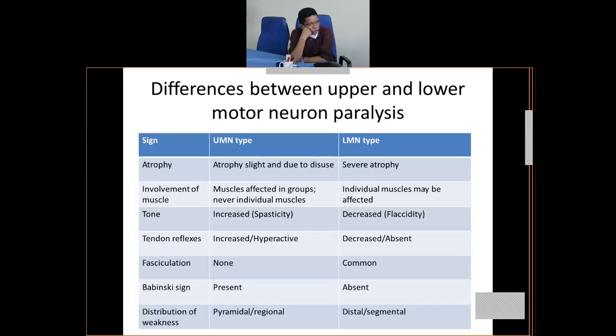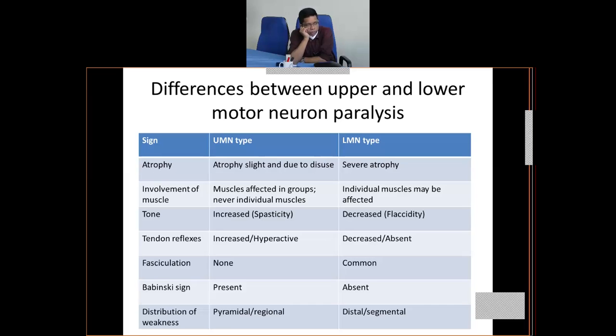If you look at atrophy of the muscles, in upper motor neuron lesions we hardly get atrophy. Sometimes you may get atrophy, but that is only because of disuse. For example, if the patient has had paraparesis for almost a year, then because of not using the limb, there may sometimes be atrophy. But overall, atrophy should not be there in upper motor neuron type lesions. In lower motor neuron lesions, atrophy is very severe.